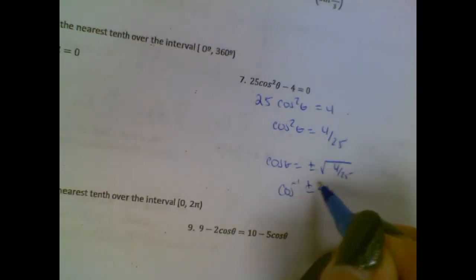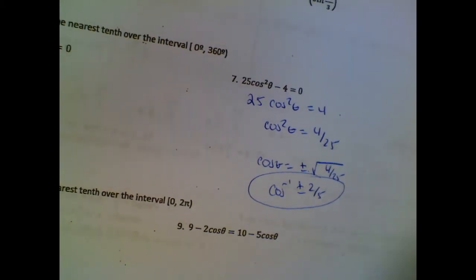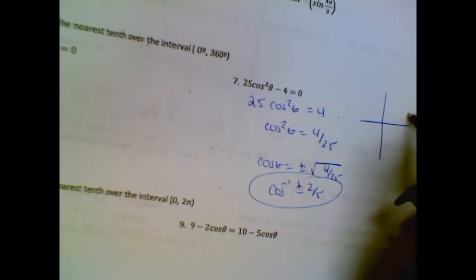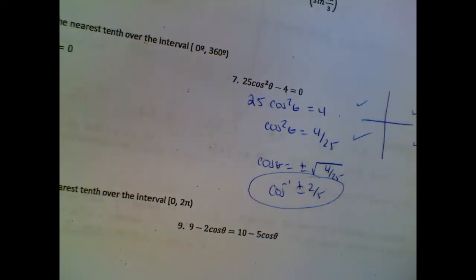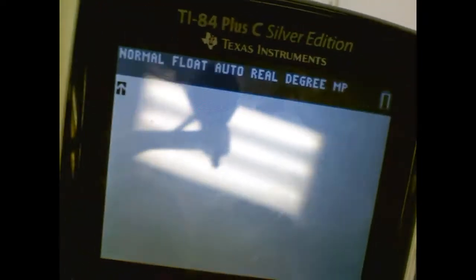Take the arc cosine of each side, and this is where we're at. Arc cosine of 2/5, and it's 0 to 360. So cosine's positive here and here, and it's negative here and here. You basically need all 4 answers because of the plus minus. So on your calculator, we're going to first make sure we're in degrees. So press mode, make sure you're in degrees. There we go. And we're going to press arc cosine of 2/5.